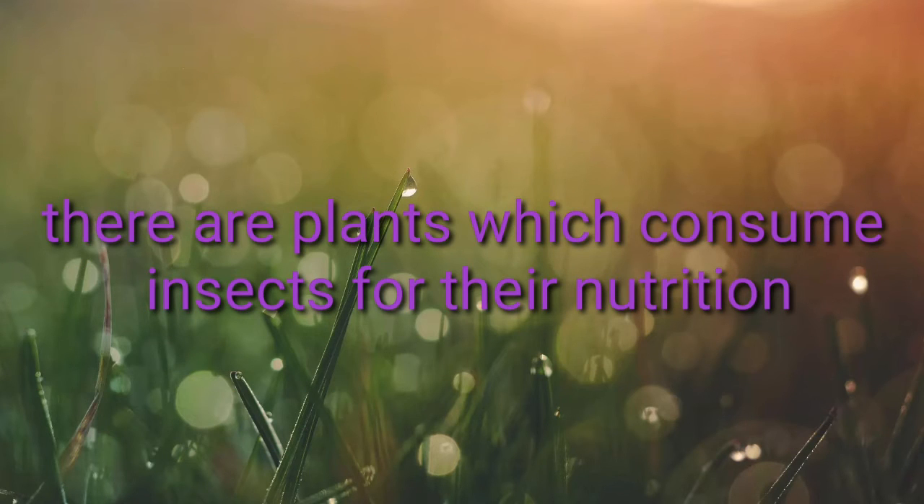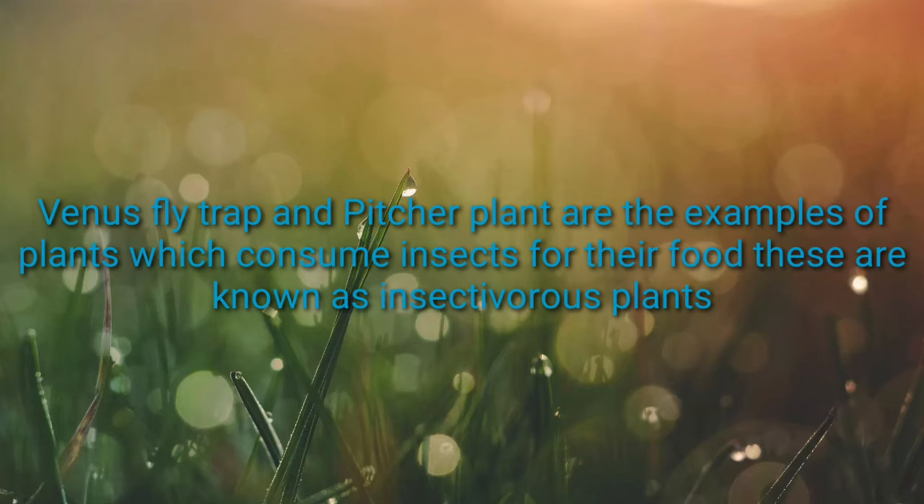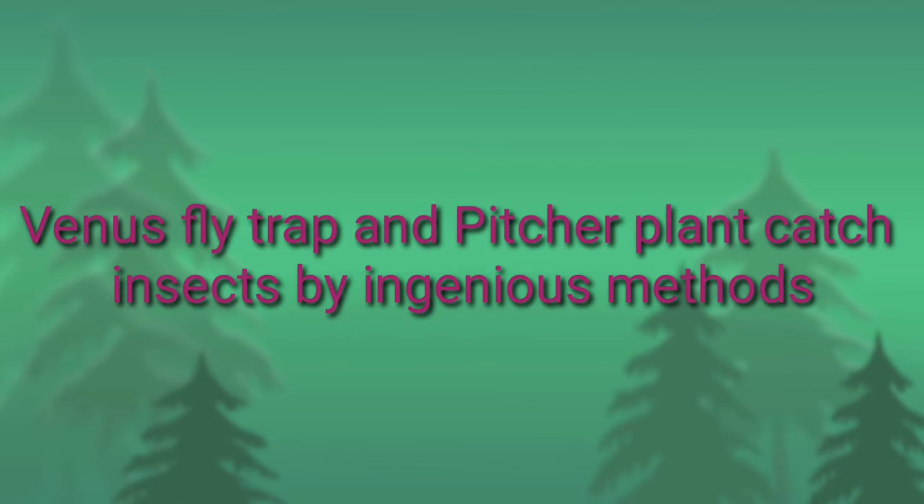The plant kingdom also has plants which consume insects for their food. The Venus flytrap and the pitcher plant are examples of plants which consume insects for their food. These are known as insectivorous plants. The Venus flytrap and pitcher plant catch insects by ingenious methods.